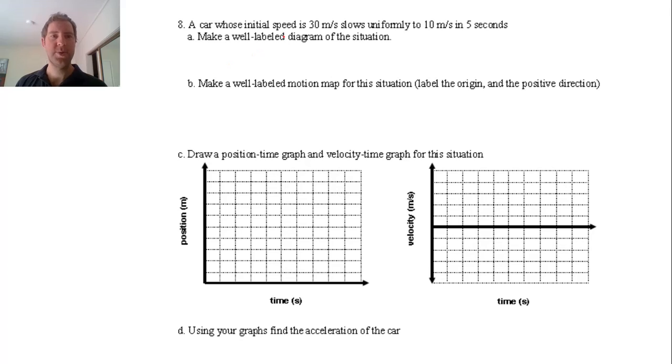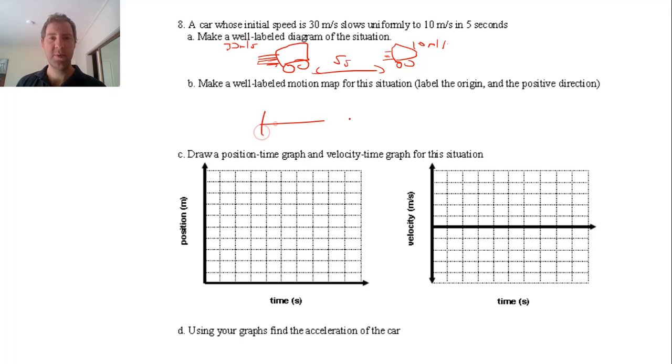Number 8, a car whose initial speed is 30 slows down uniformly to 10 meters a second in 5 seconds. So we've got some car that's going along fast, and then after a while it's going slow. So it was going 30 meters a second first, and then down here it's going 10 meters a second, and that took 5 seconds of slowing. Make a well-labeled motion map.